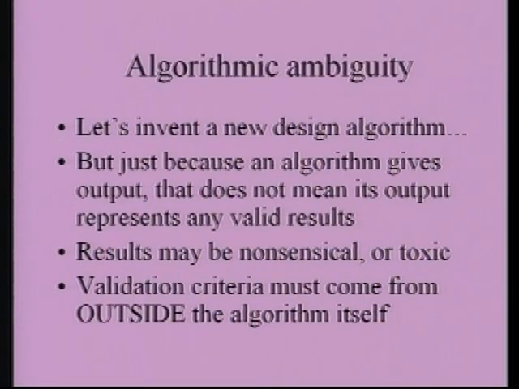All of us want to invent a new design algorithm. That's perfectly acceptable and understandable. But suppose we invent a new design algorithm. Just because it gives some output, it doesn't mean that the output represents any valid results. Because the results may be nonsensical or even toxic. And I'm talking about design algorithms that design a building or city. So how do you validate an algorithm? The validation criteria must come from outside the algorithm itself.